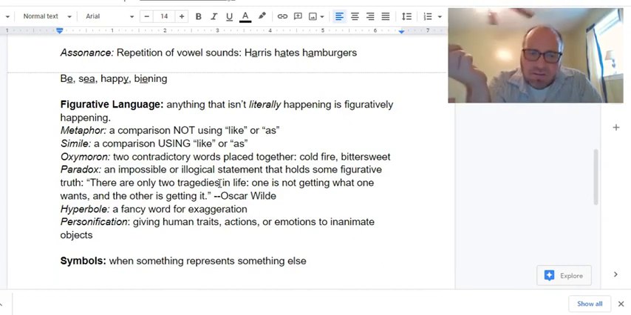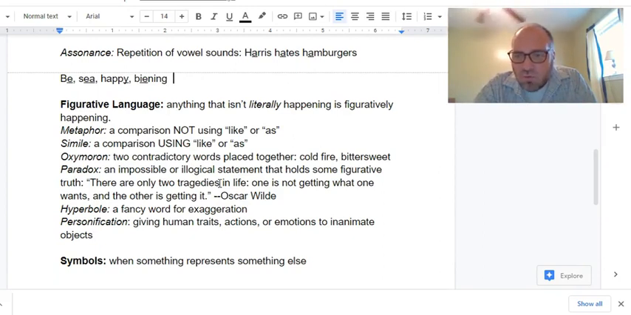An oxymoron is two contradictory words that are placed together: cold fire, bittersweet. If I were a poet and I said, the look in her eyes as she heads for the door is a cold fire, right? Fire isn't cold. Fire is hot. It burns you. But to say it's a cold fire, fire symbolizes anger, and the idea of being cold is sort of emotionless, and it's contradictory, but I sort of get what's going on here. It's two contradictory words placed together, and they have some sort of effect.